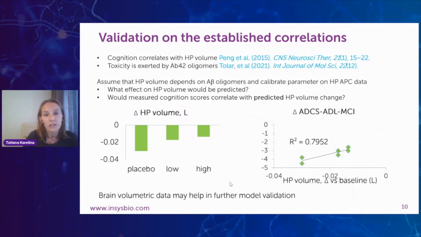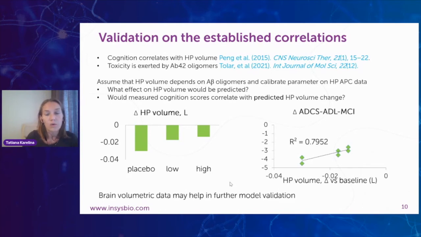We wanted to validate our model on established correlations known from the literature. For example, it is known that cognition and cognitive scores correlate with hippocampal volume. And it is also hypothesized and discussed extensively in the literature that toxicity is exerted by A-beta 42 oligomers. So let's now assume in our model that hippocampal volume explicitly depends on concentration of A-beta oligomers, and then calibrate the parameter of this dependence on hippocampal volume annual percentile change data available from the literature.